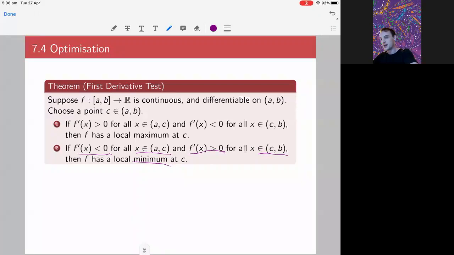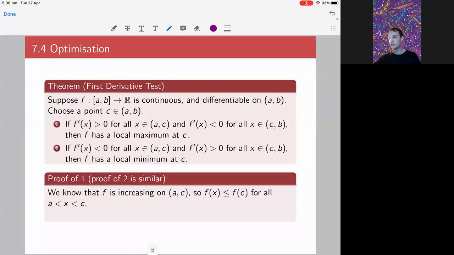Hopefully you can appreciate that the proof of these two results are basically identical. So we're just going to do one of them. Hopefully no one's terribly upset about that. So let's say we're in the situation of this first one here. Let's suppose that the derivative is positive on this interval here.